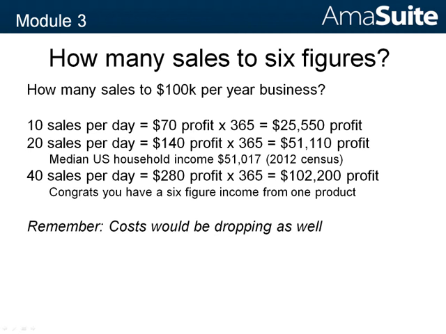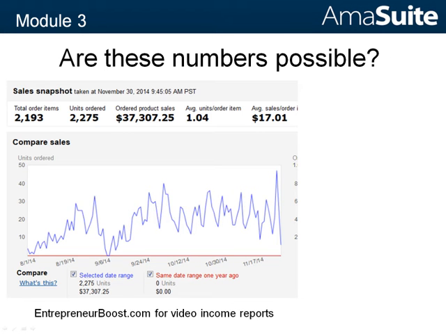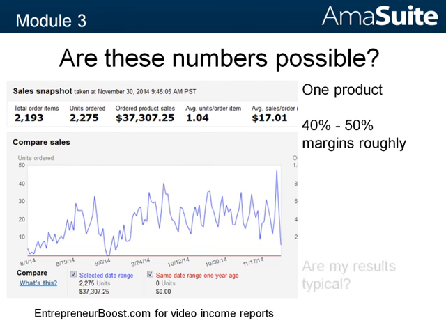All right, now remember too, in this scenario, the cost would actually be dropping as well. So your question might be, are these numbers actually possible? Well, again, I'm pulling up my sales screenshot that I shared earlier in this module. And at the time of this recording, I'm only 4 months into selling, but I'm already close to $40,000 in sales. That's all from just one product, 40 to 50% margins.